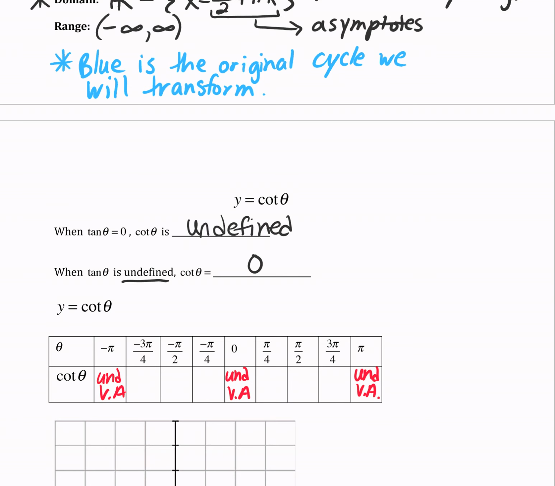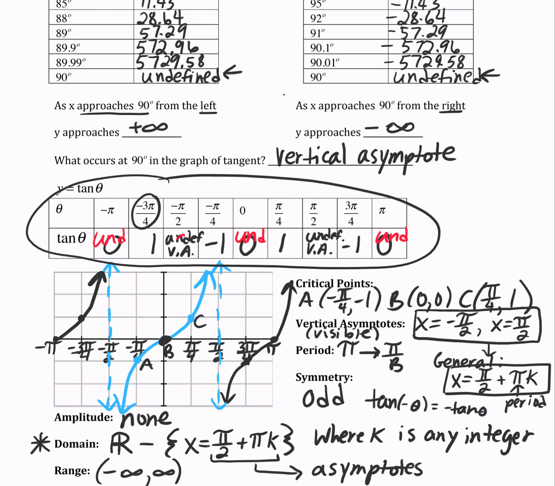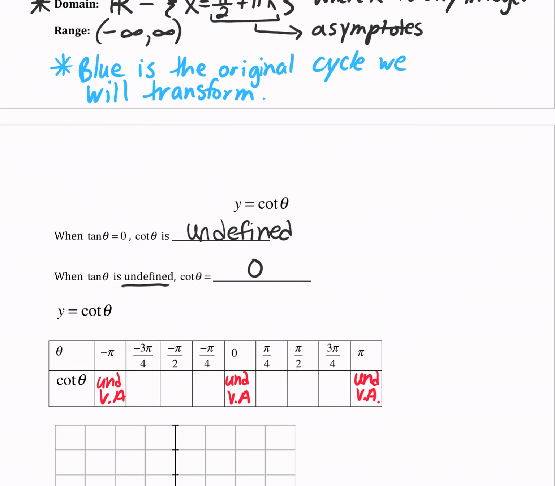And then when it was undefined, we're now going to switch that over to 0. So here is going to become 0 and 0 at the negative pi over 2 and pi over 2. Everything else stays the same, because if you take the reciprocal of 1 or negative 1, it's still going to be 1 or negative 1. So we'll have 1 here, negative 1 here, 1 and negative 1.